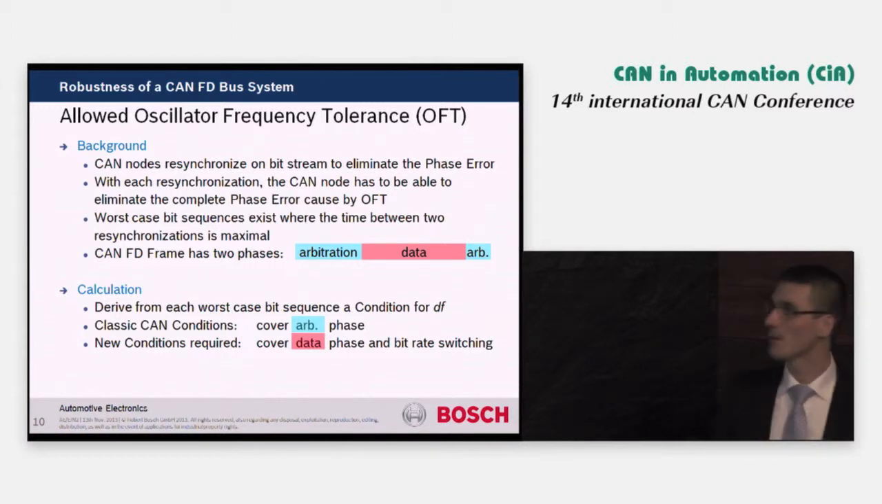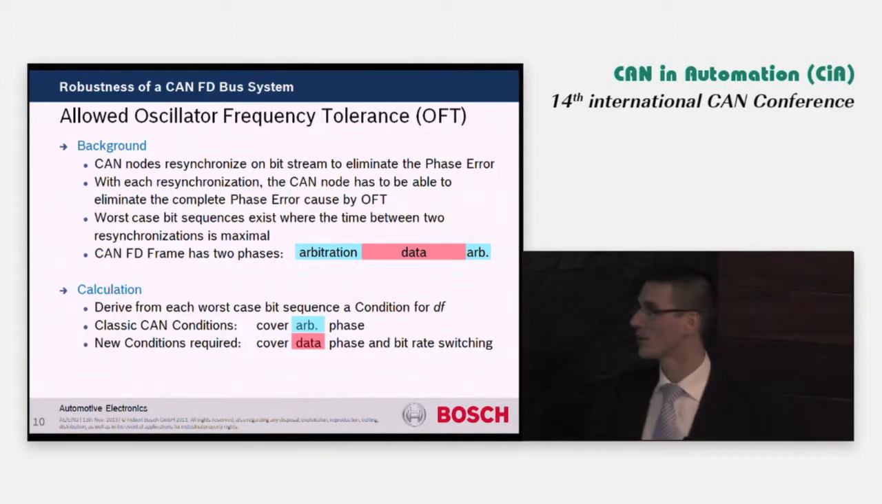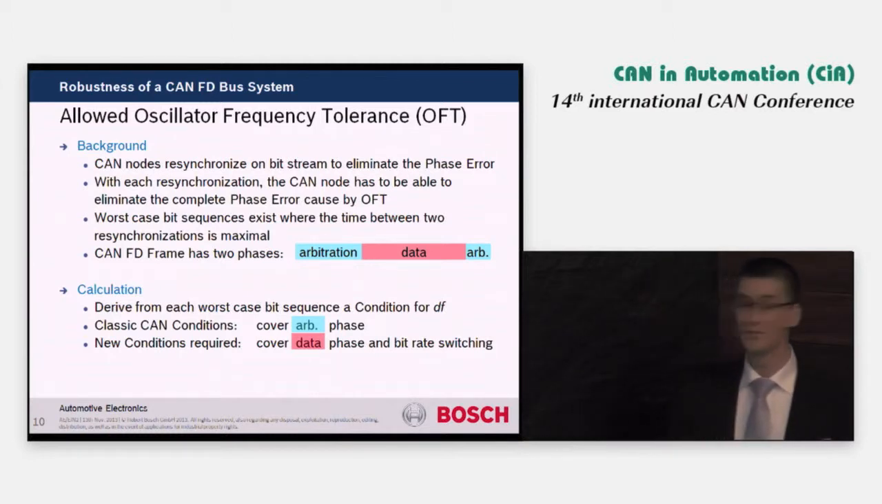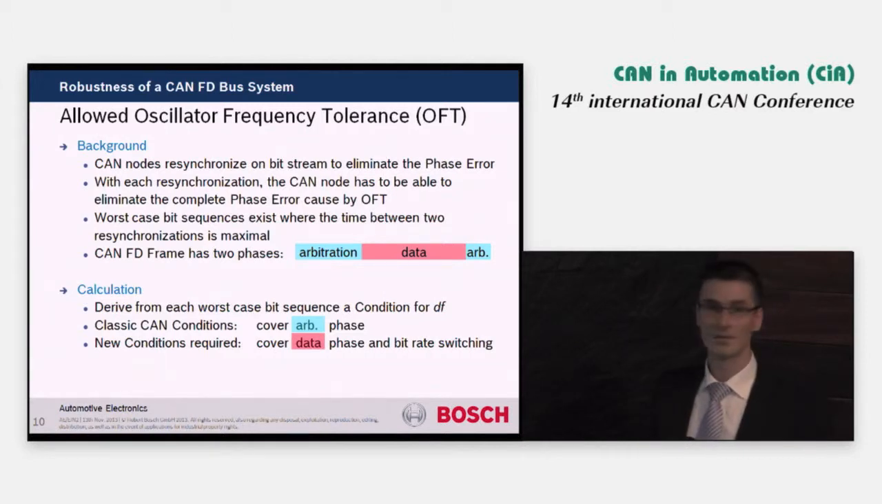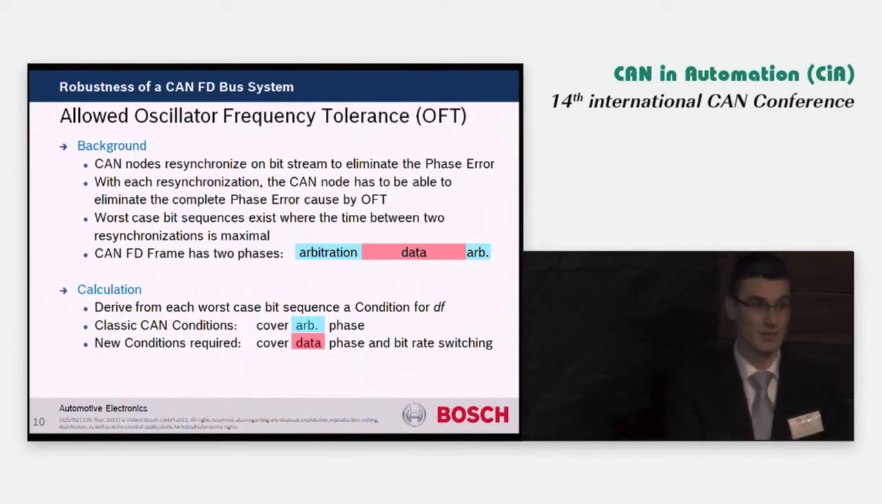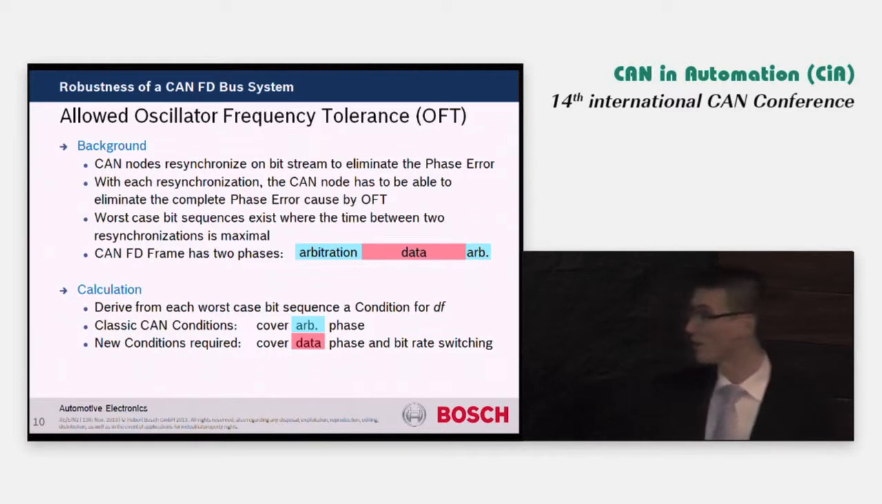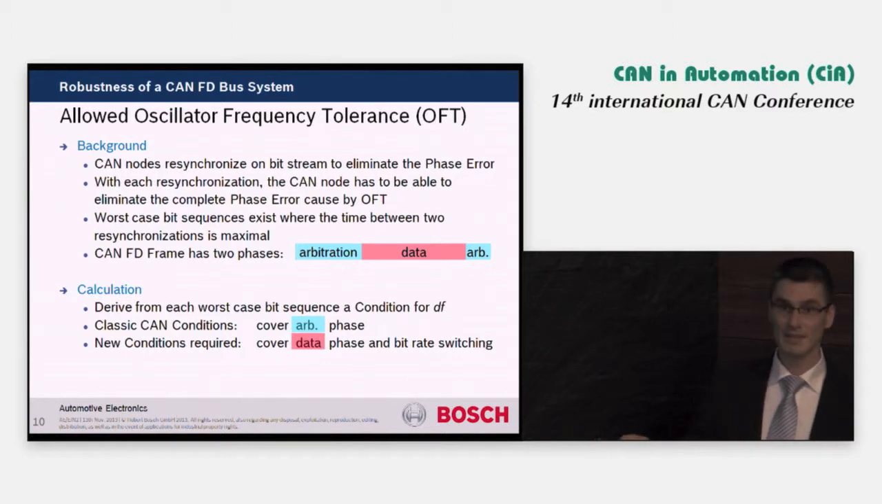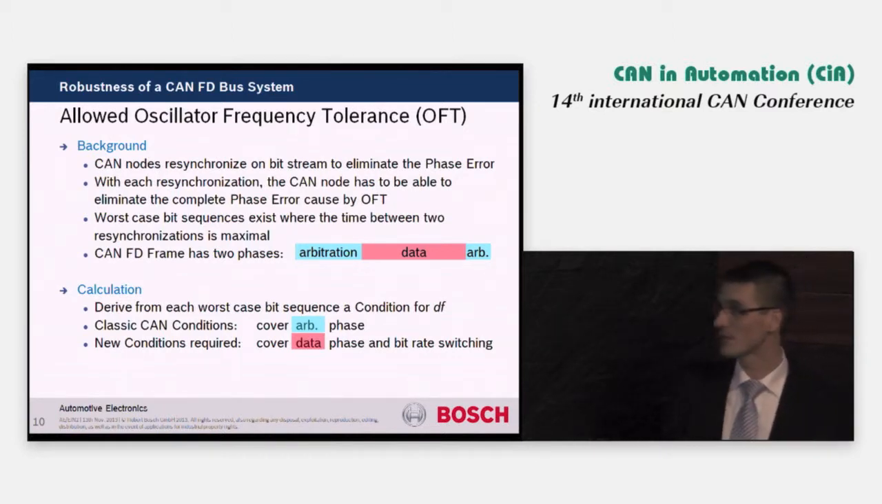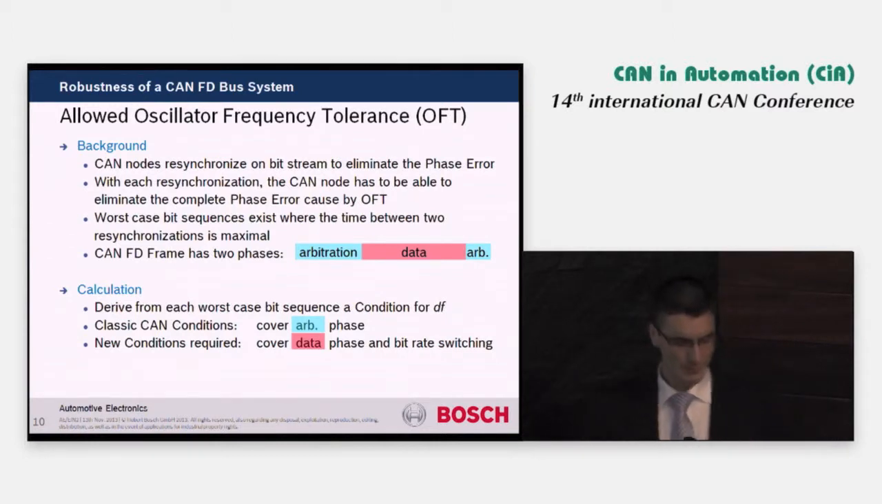So we come to the calculation. For each worst-case bit sequence, we have to derive a condition for DF, the oscillator tolerance. Classical CAN already provides these conditions. They are in the ISO standard, and they cover the arbitration phase. So this is fine. But we now additionally have the data phase with another bitrate. We have a bitrate switch. To cover this data phase and the bitrate switching, we need some new conditions. I now want to derive one condition as an example, so that you see how this works.